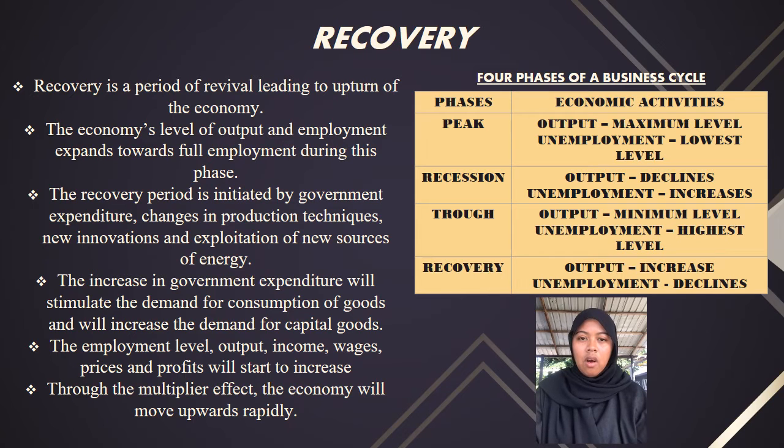Phases of a business cycle have four. Peak: output is at maximum level, unemployment is at lowest level. Recession: output declines, unemployment increases. Trough: output is at minimal level, unemployment is at higher level. Recovery: output increases, and unemployment declines.